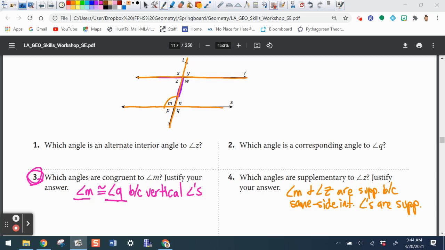Just for the sake of it, we see that angle Z is an acute angle and angle Q is an obtuse angle. There's not really an established angle relationship between angle Z and angle Q, but these two angles are supplementary because, I'll say it again, angle Z is supplementary to angle M, and angle Q is congruent to angle M. So we can replace the measure of angle M with the measure of angle Q in any equation we would write. So angle Q and angle Z are supplementary because angle Q is congruent to angle M.